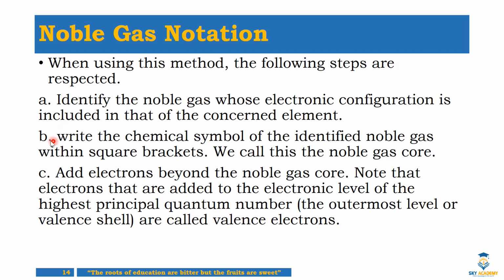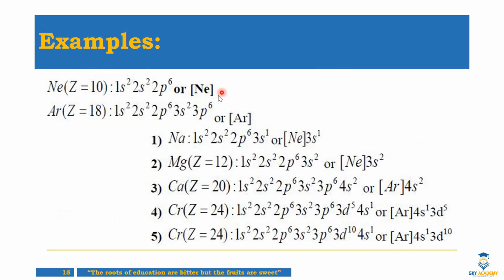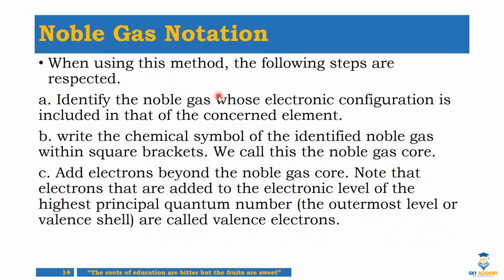Second, you write the chemical symbol of the identified noble gas within square brackets. You call this the noble gas core. Here, you identify the noble gas and write its chemical symbol in the bracket, so no problem. Then you add the electrons beyond the noble gas core. So let us check it here, because the third step is to add those electrons which remain.